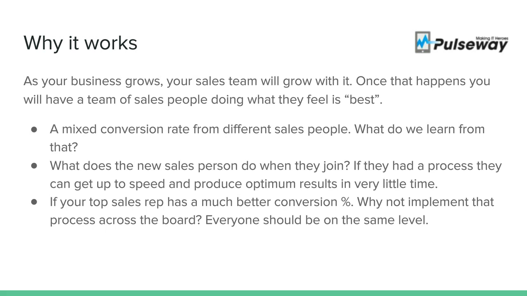A mixed conversion rate from different salespeople. What do we learn from that? We don't learn anything when people are converting differently. We don't know where they're going wrong. Where did Michael go wrong in his process? We're not quite sure how to help him because not everybody's following the same structure, and we can't learn from where they're going wrong. So what does the new salesperson do when they join?